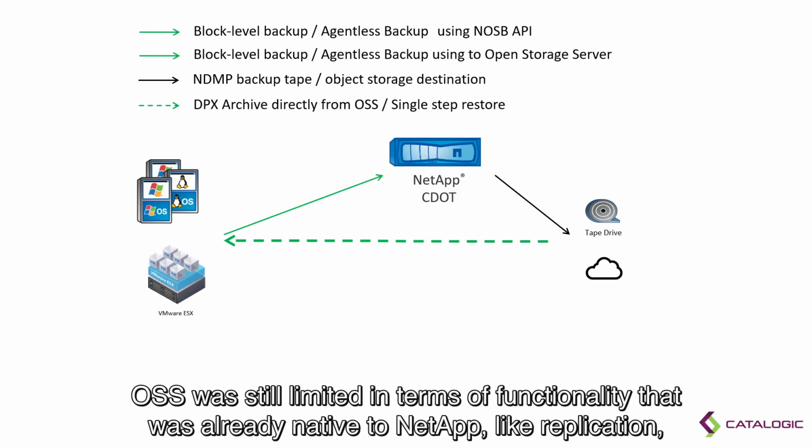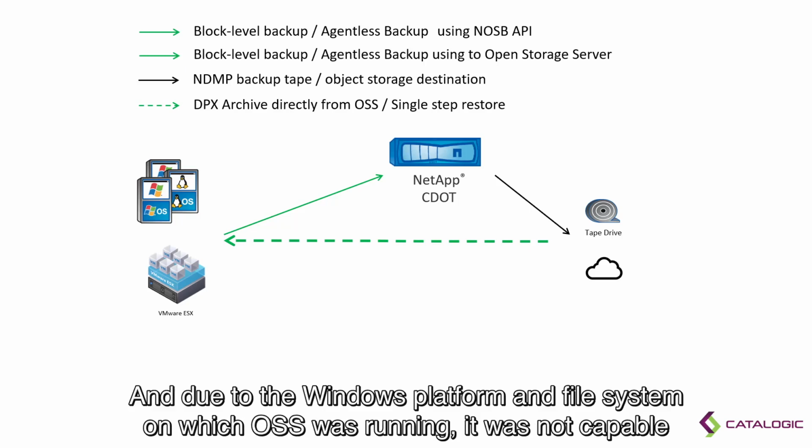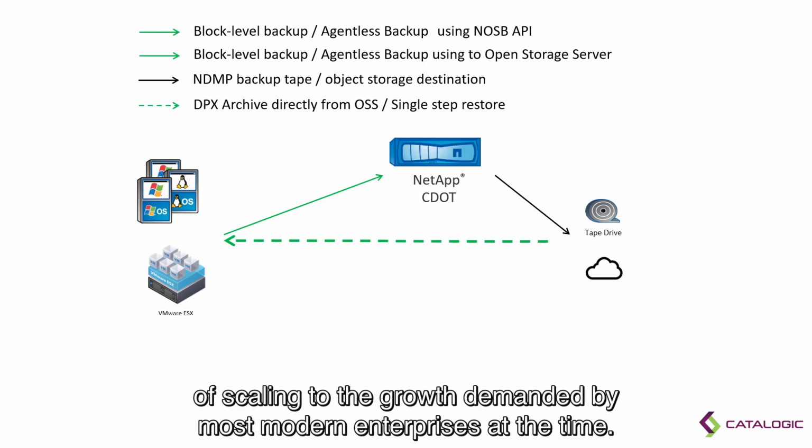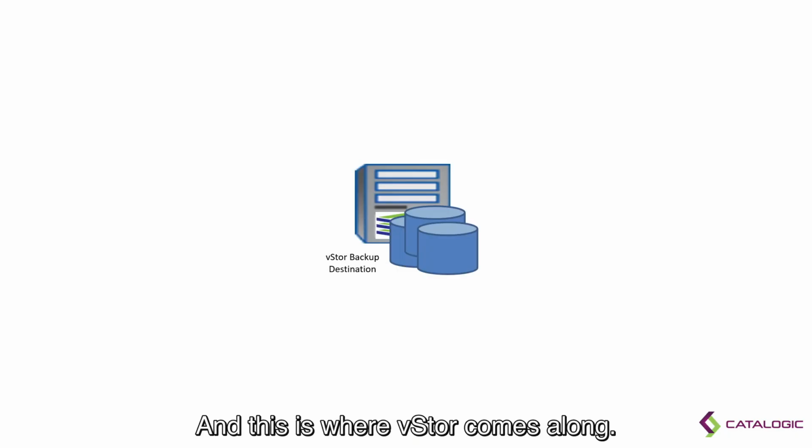But even with the additional ease that became available with the introduction of DPX Archive, OSS was still limited in terms of functionality that was already native to NetApp, like replication, deduplication, compression. And due to the Windows platform and file system on which OSS was running, it was not capable of scaling to the growth demanded by most modern enterprises at the time. And this is where vStor comes along.